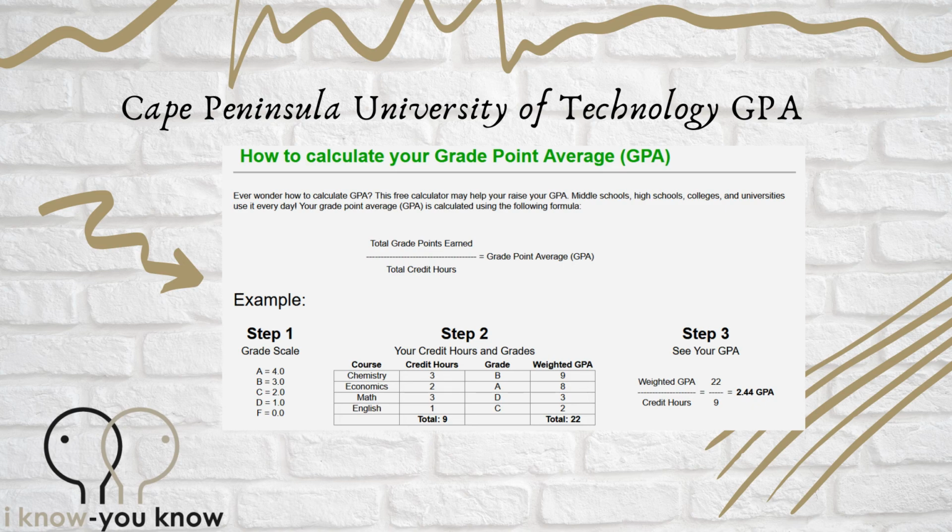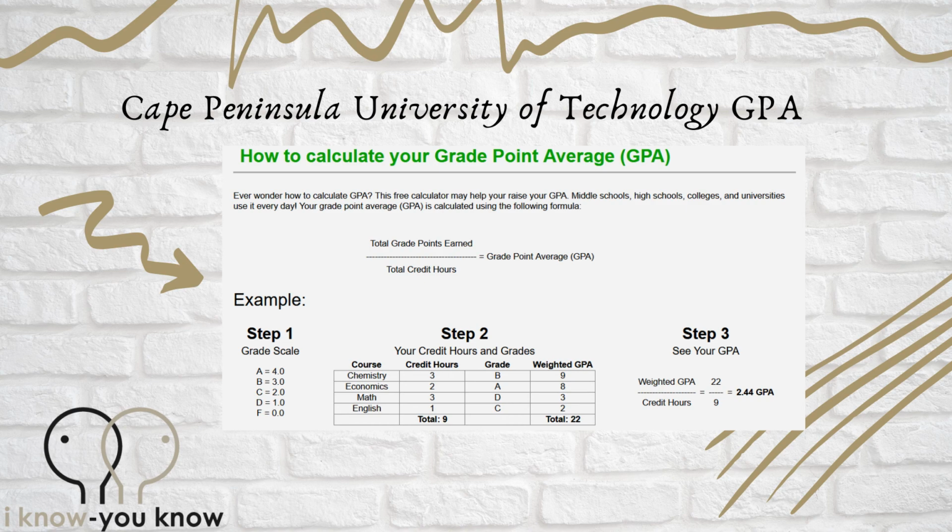So for chemistry, that would be 3 times 3, hence it's a 9. For economics, it would be 2 times 4, that's 8, and so forth. And then you get your total weighted GPA. Then in step 3, you take that weighted GPA. As you can see, this person got 22. You take that 22 and you divide it by the credit hours, which was 9 for this person. And then they got 2.44, a GPA of 2.44. So that's basically how they calculate your GPA at CPUT.